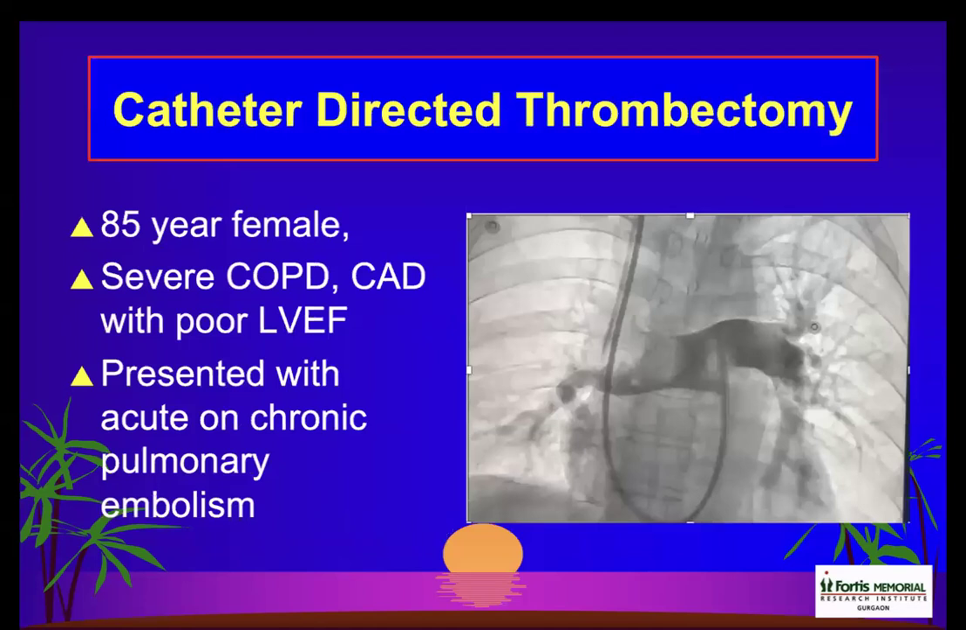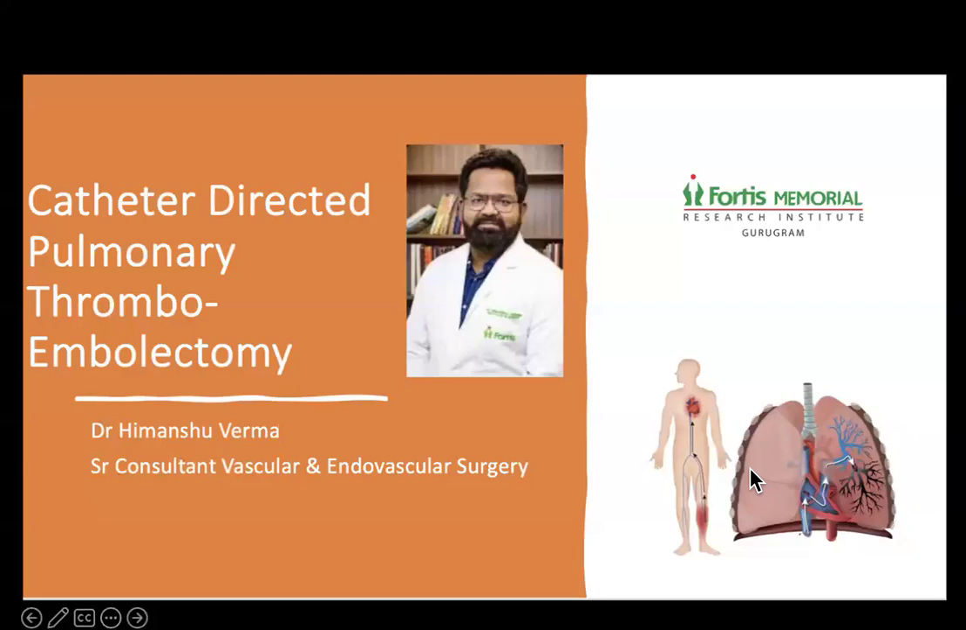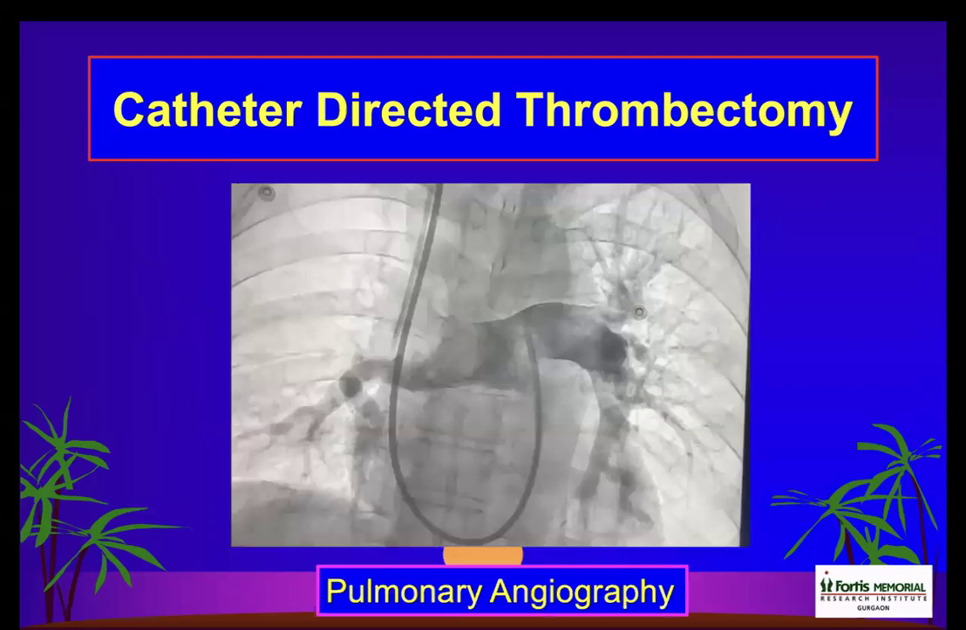Coming to catheter-directed treatment, I'll show you one case. This is an 85-year-old female with severe COPD, coronary artery disease, poor LV ejection fraction. She presented with acute and chronic pulmonary embolism. And as you can see, the right and left pulmonary arteries are filled with filling defects. And catheter-directed pulmonary thrombectomy was performed by our vascular and endovascular surgeon.